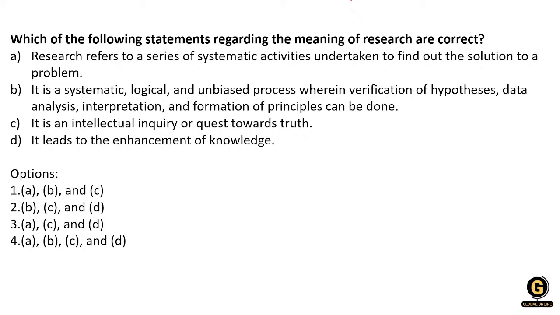Okay, the first question on your screen: which of the following statements regarding the meaning of research are correct? A. Research refers to a series of systematic activities undertaken to find out the solution to a problem. So basically this question is on the characteristics of research. The first point is asking about systematic activity. It is a systematic, logical, and unbiased process wherein verification of hypothesis, data analysis, interpretation, and the formation of principles can be done. Clear?